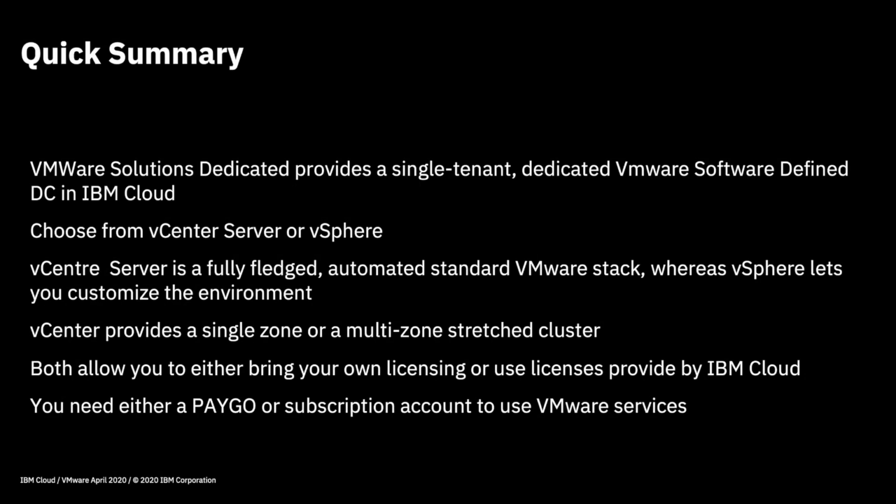Right, so we're near the end of the video, so let's just do a quick recap. So VMware Solutions Dedicated provides a single tenant dedicated VMware solution in the IBM Cloud that can either be based on vCenter Server or vSphere. vCenter Server is a full stack automatically configured offering, whereas vSphere allows you to choose the options you need and to self-configure them, so it has more customization available. vCenter can be configured as either a single zone cluster, or if you need an environment that offers really high availability, then you can go for a multi-zone stretch cluster.